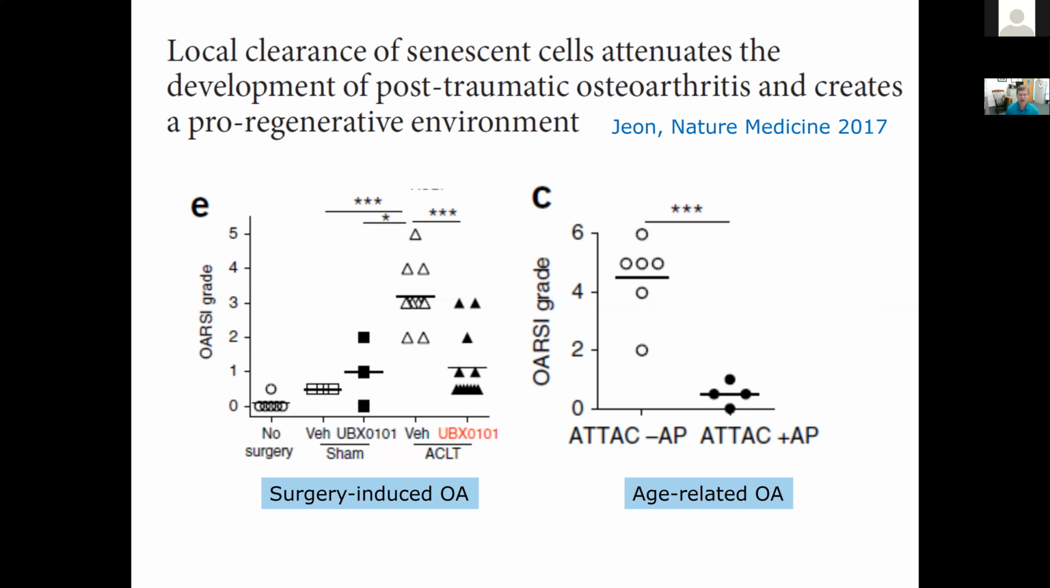So I think what we're finding is that these pathways to osteoarthritis are complex. In some cases, they're in common between two different ways of getting OA, and in other cases, they're different.